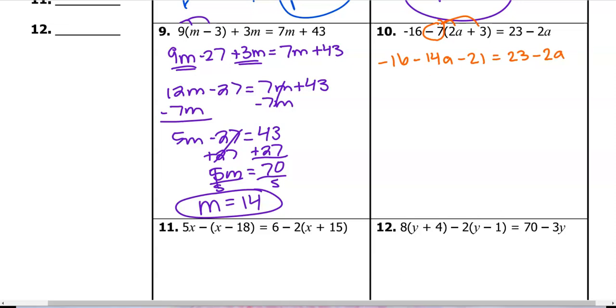Now what? Step 2 is simplify if you can. Is there anything I can simplify? Yes, what can you simplify? The negative 16 and the negative 21. How do I know that those are the pieces I can simplify together? What are they called? Do you remember what the name is? Almost. It is a C word. Constant. Yes, technically they're both constants. So we can put negative 16 and negative 21 together. So what's negative 16 minus 21? Negative, negative. It's going to get lower and lower. Yeah, negative 37. And then we still have negative 14a equals 23 minus 2a, like that.